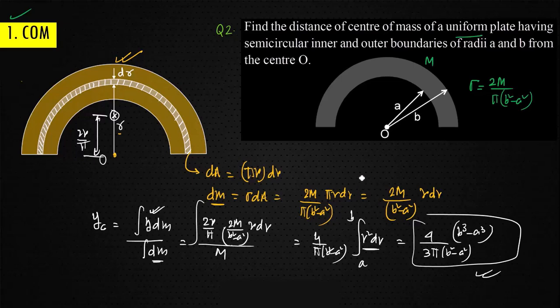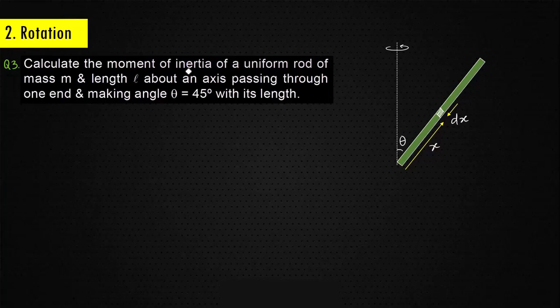Okay, so this is the idea of how you take the element. Okay, so moving on to the next question. Now I am considering the concept of rotation. There is a rod which is rotating about this vertical axis with omega, let us say. You are asked to calculate the moment of inertia of this uniform rod of mass m and length l about an axis passing through one end, making an angle theta equal to 45 degrees with the length. Okay, so that theta may be any angle.